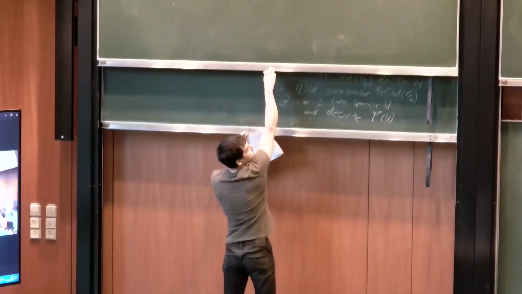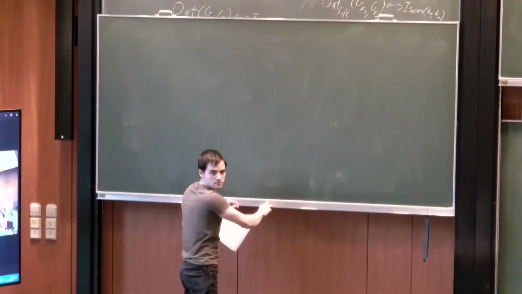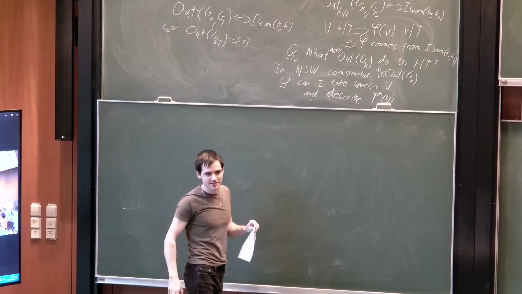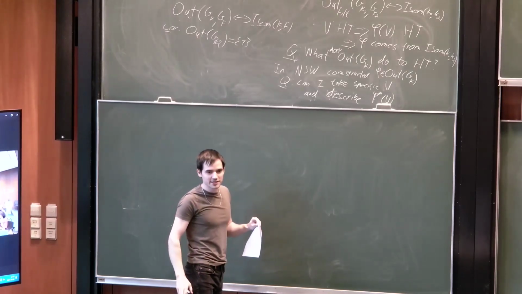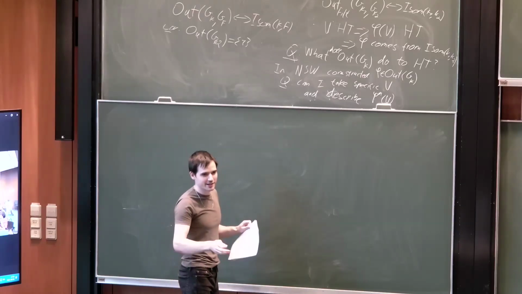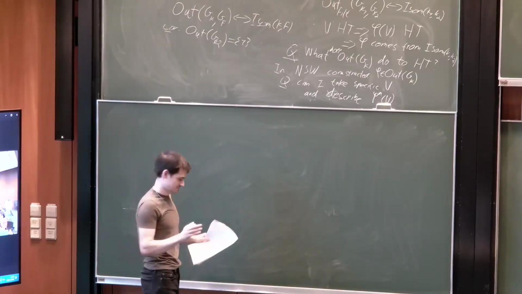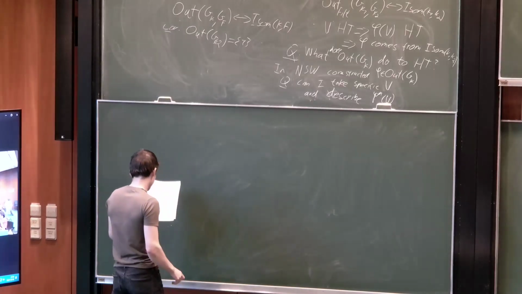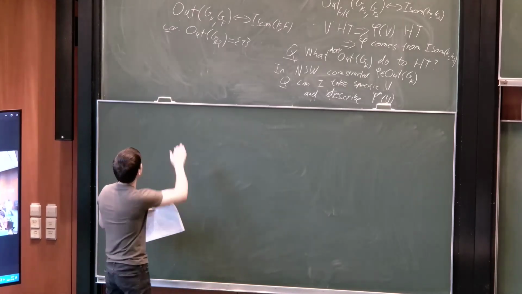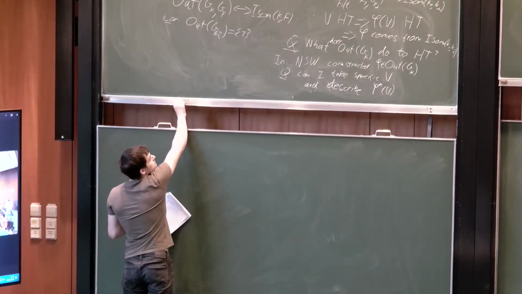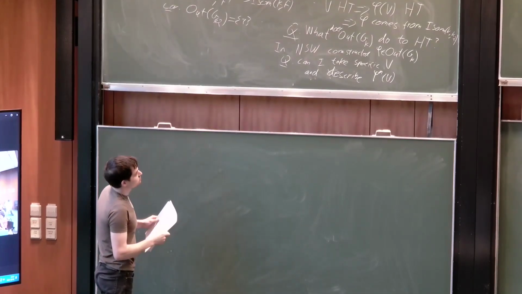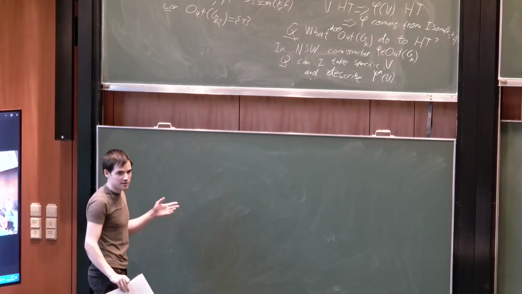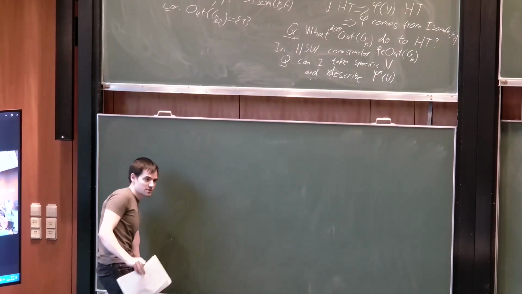So, NSW: the book by Neukirch, Schmidt and Wingberg. And one can ask, for example, will all these powers even be non-trivial outer automorphisms? Even that wasn't really clear from the construction.